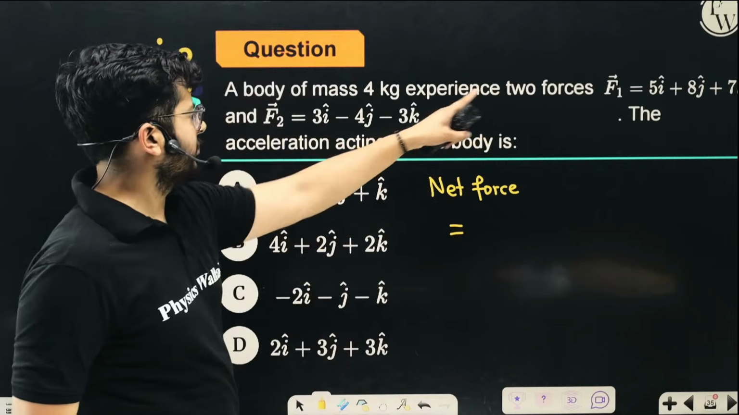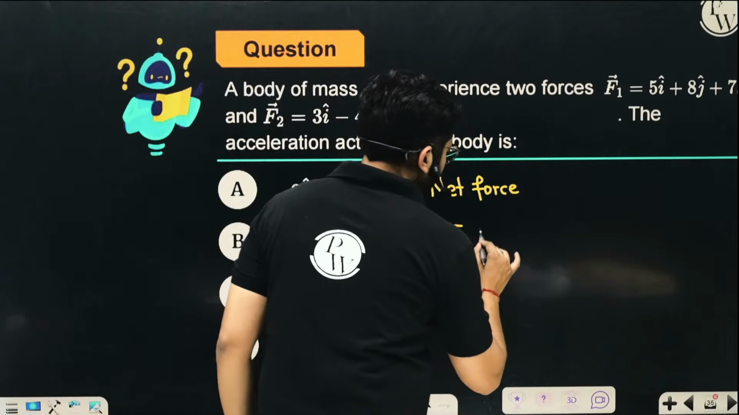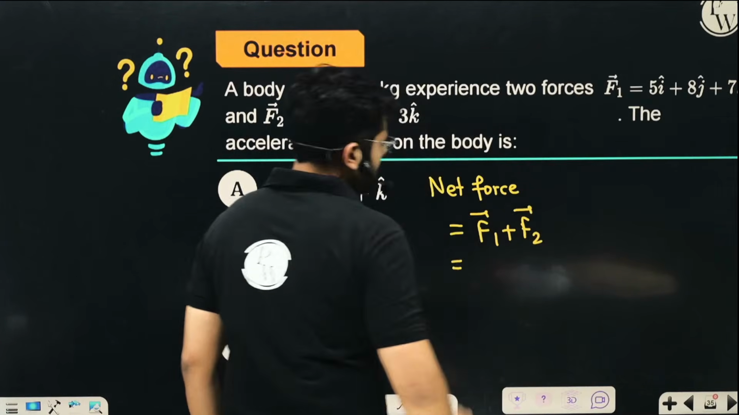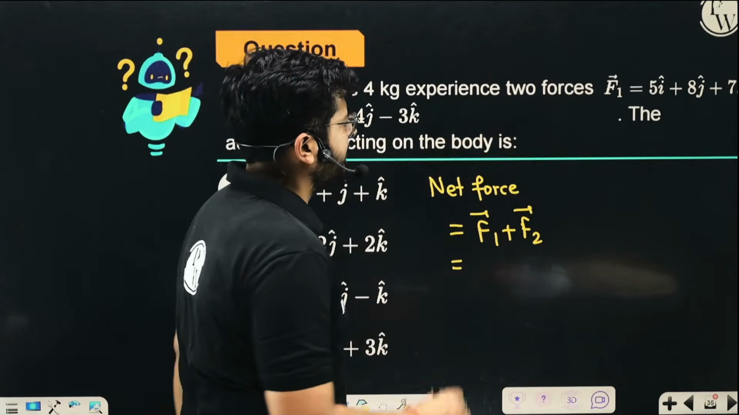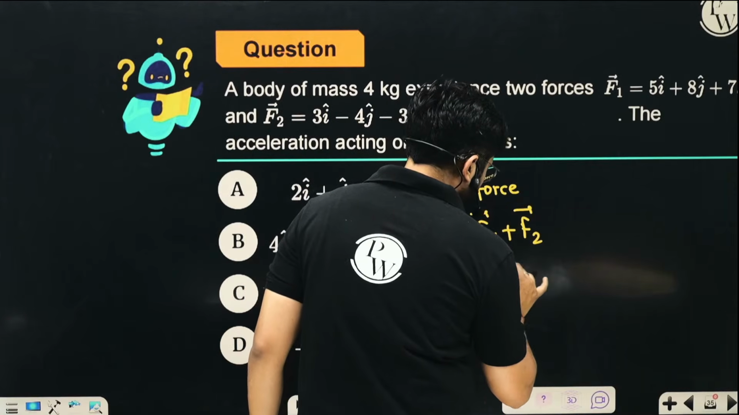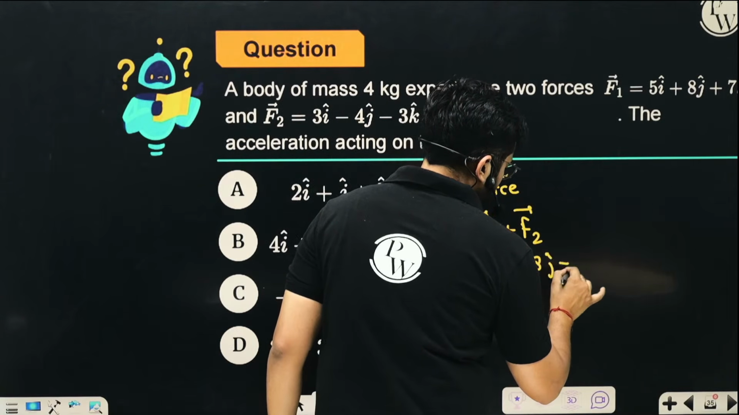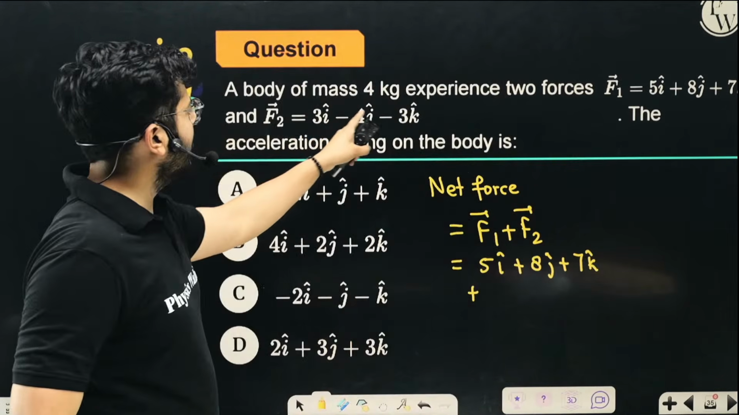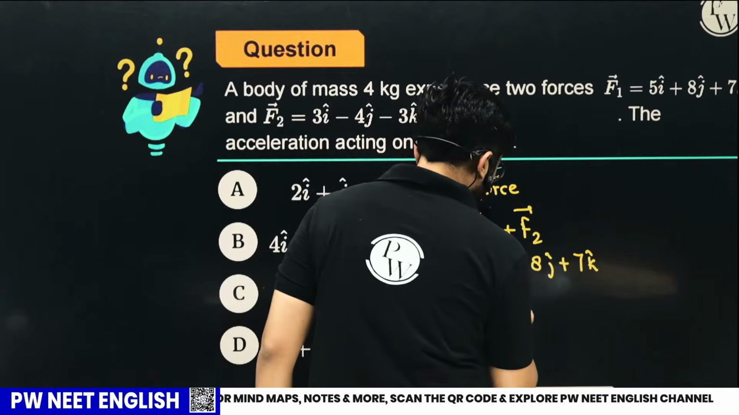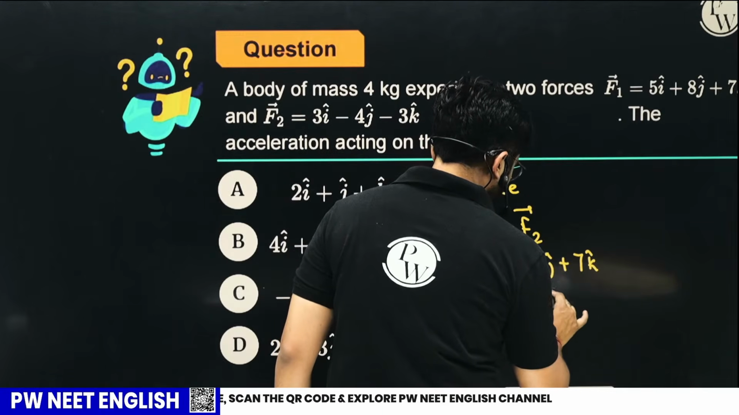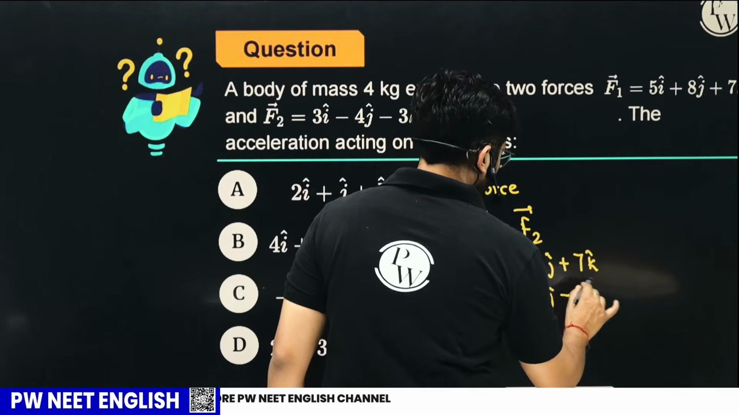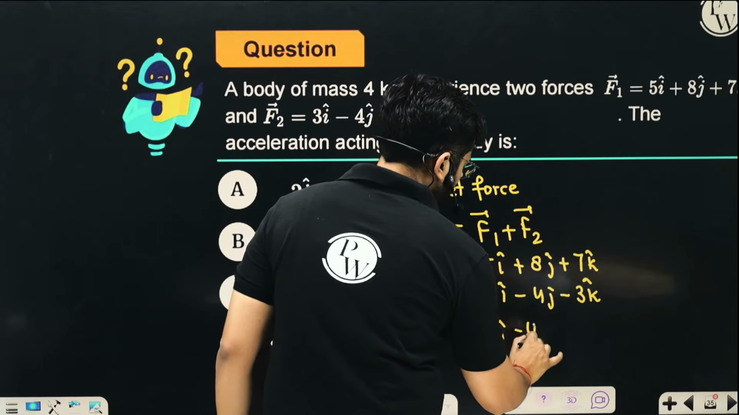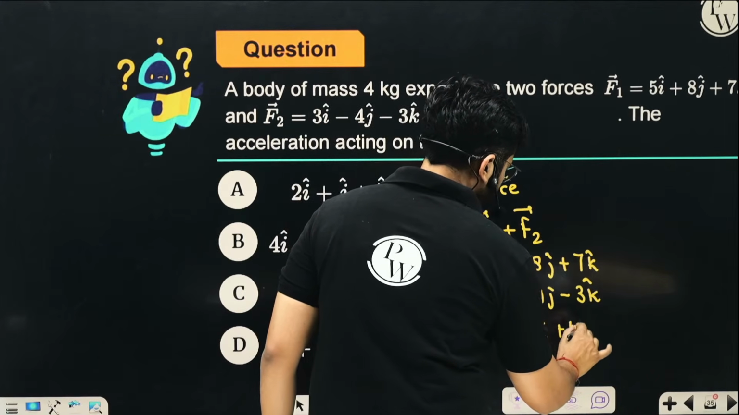The two forces are F1 vector and F2 vector. The net force will be F1 vector plus F2 vector. So just add them up. 5i, 8j and 7k, just add it up with 3i, 4j and 3k. Once you add it up, you will have the final value. It is 8i, 4j, 4k.